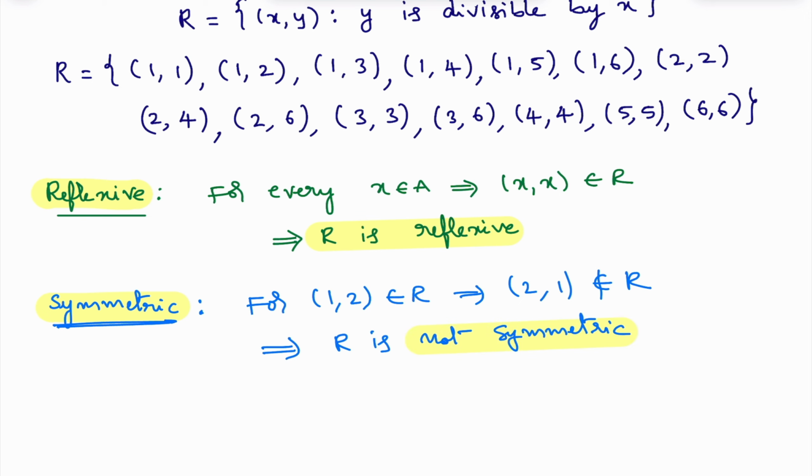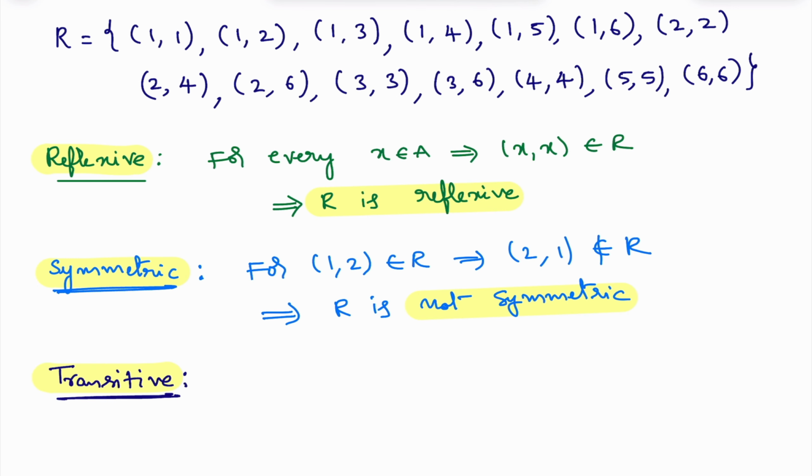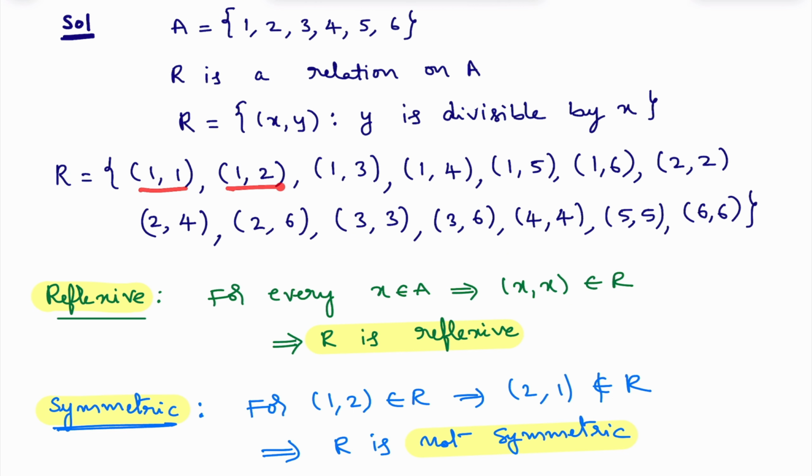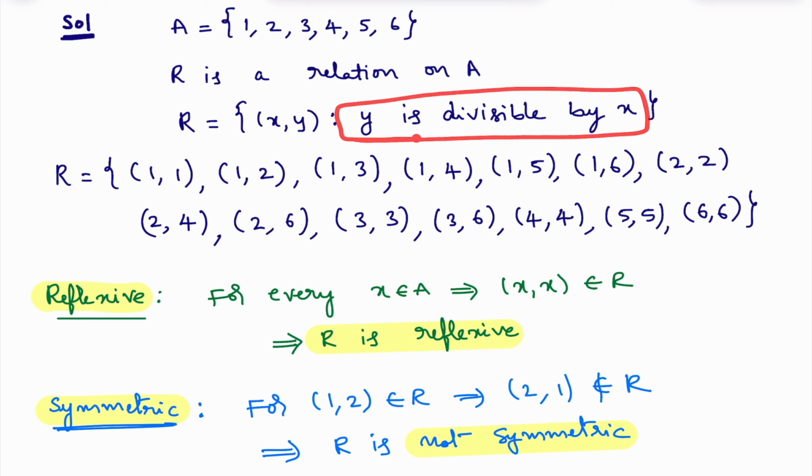I hope you understand. Now we'll check the transitive condition. How to check the transitive condition? For this problem, we can do the solution in two methods. One is verifying by taking every ordered pair x comma y, y comma z, and checking whether x comma z exists or not. That is one procedure. Another procedure is directly writing the condition for transitive. We'll do that method instead of checking, because here so many ordered pairs are there, and checking like that takes so much time. So let's see how I'll do this problem.